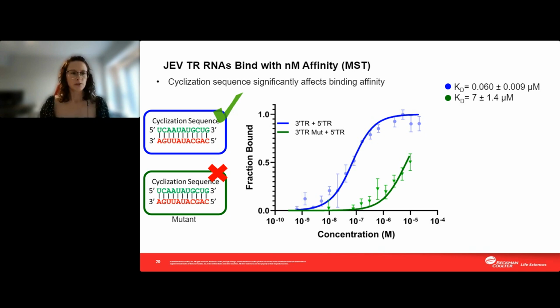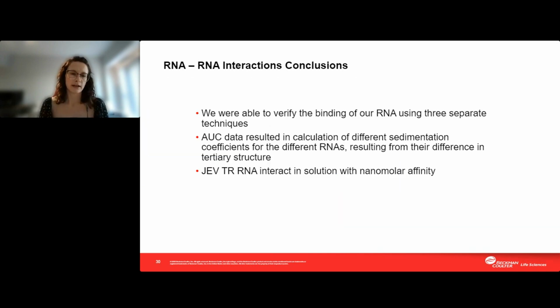So from these 3 results, we were able to verify the binding of the RNA using 3 separate techniques. And the exciting thing for AUC users is that we were able to measure the RNA in the AUC, and we were able to find that they gave different sedimentation coefficients due to their folding state. And then we also used MST to determine their nanomolar affinity. These RNAs worked really well in our AUC.